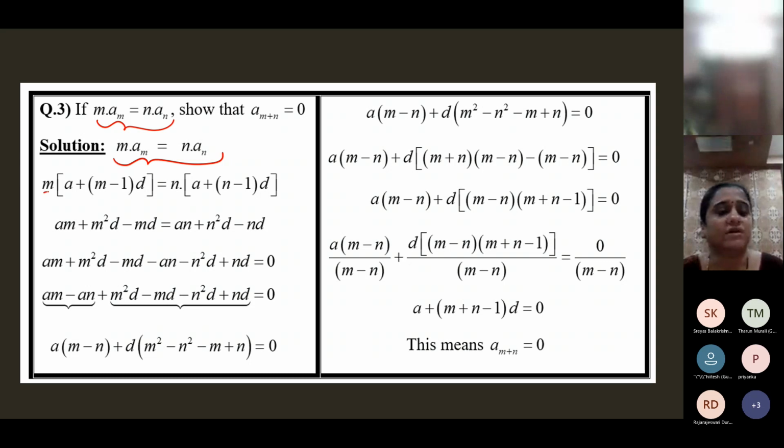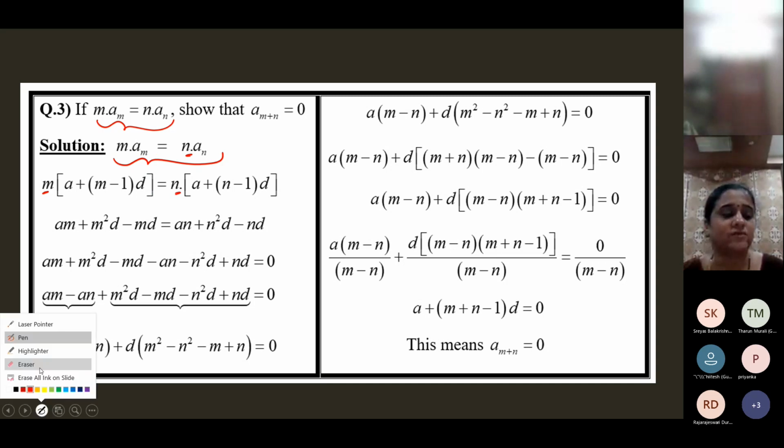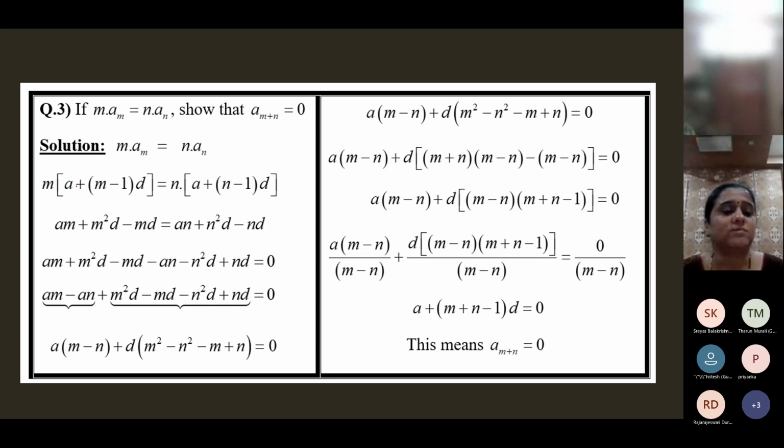So this m you can see here. How do you expand am? A plus m minus 1 into d is equal to this n out here. And what is an? A plus n minus 1 into d. That's the first step. Next, multiply m with all the terms inside the bracket. So m into a is am. And here m into d is md, into m outside. Here we'll have to do multiplication of two things. M into d is md. And then the m outside. So m square d. Then minus 1 into d is minus d, into the m outside, minus md.